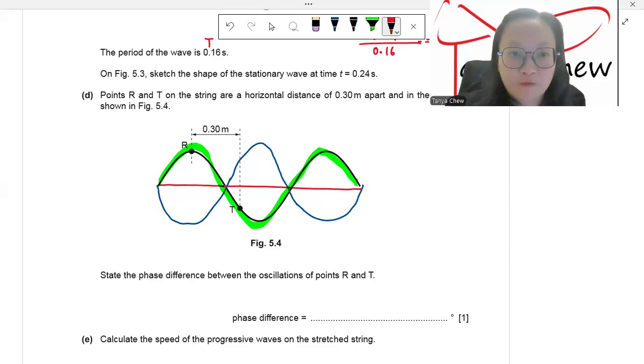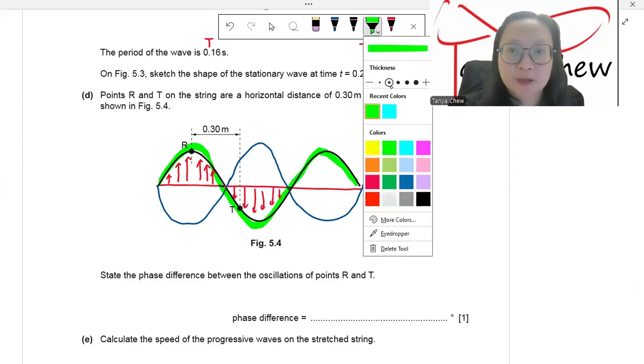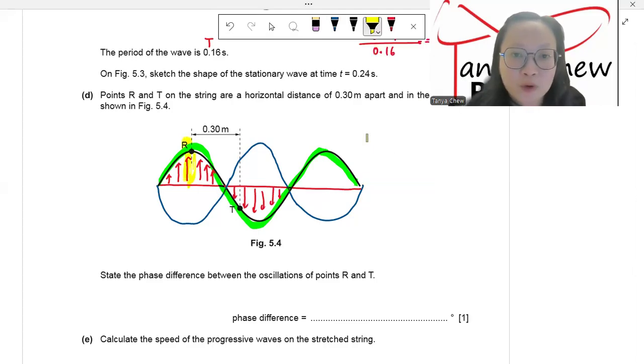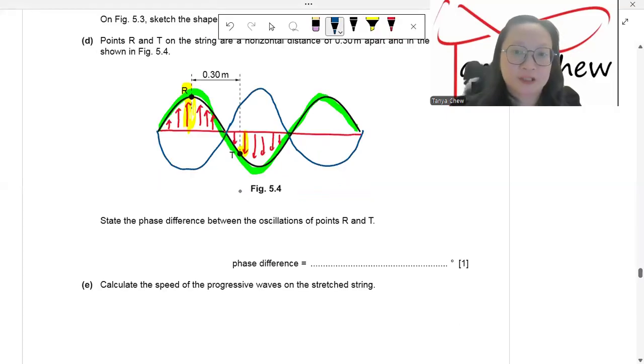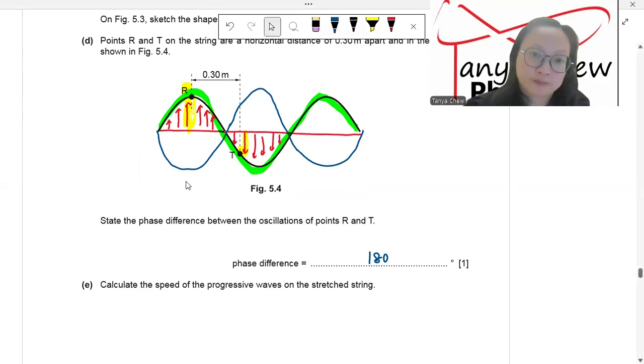To form this green wave profile, at R all the particles must be oscillating upwards. And to form the green profile, at T, all the particles must be vibrating downwards. Could you see that? Up and down. At R, the particles are oscillating upwards. At T, the particles are oscillating downwards. Up and down are two opposite directions. So that is why the phase difference is equal to 180 degrees.